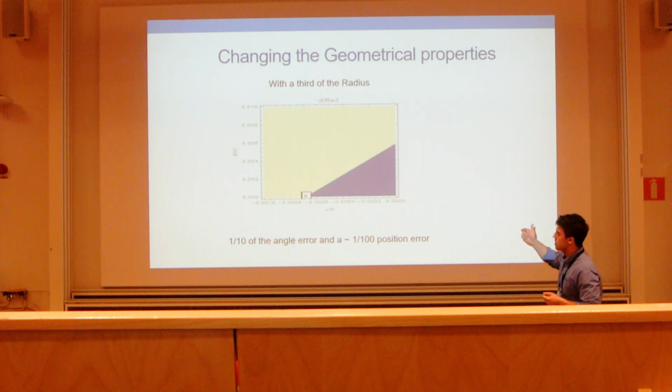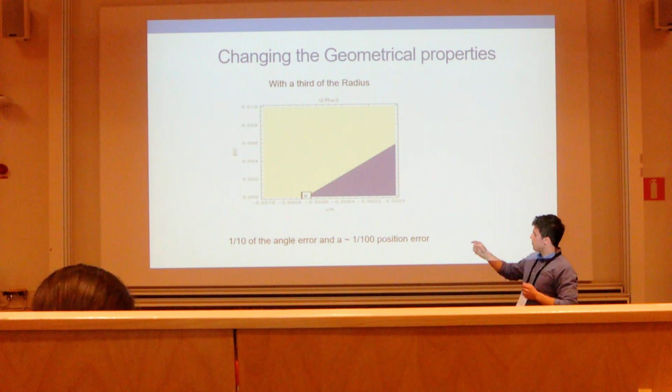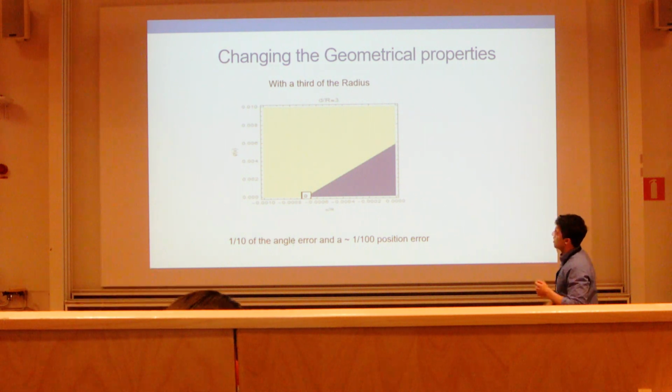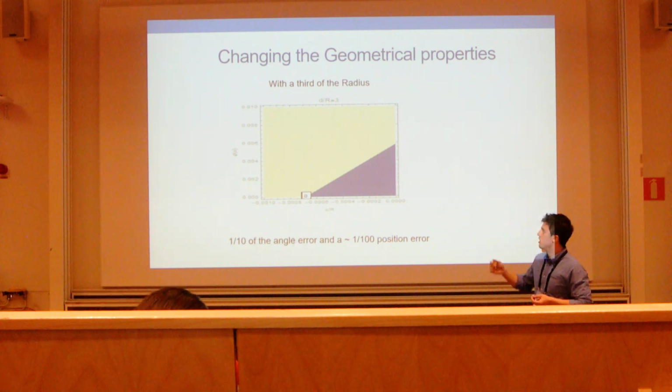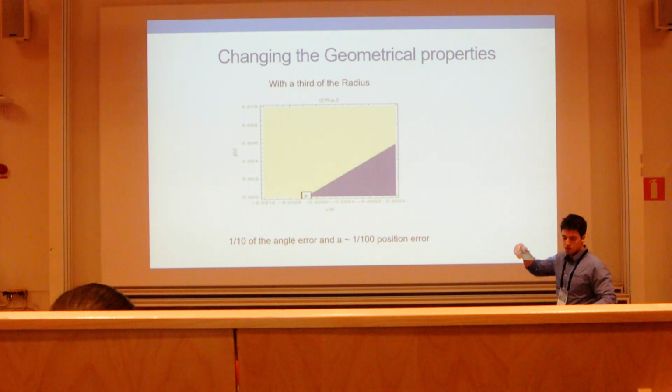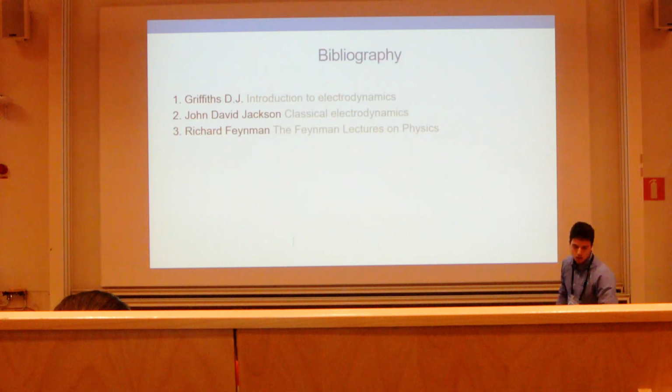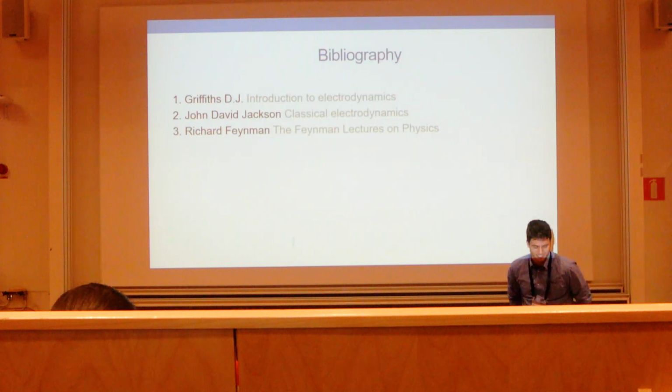As you can see, we only need 1 over 1,000 times the R of the magnet and 6 over 100 degrees of error for the system to collapse. And that's all.